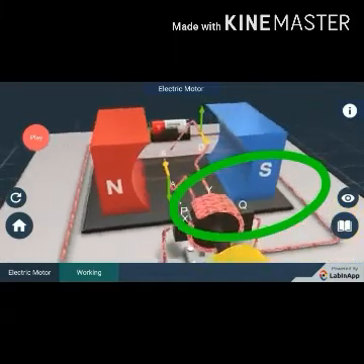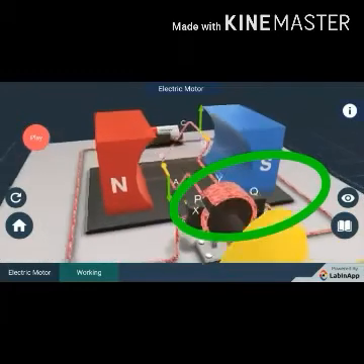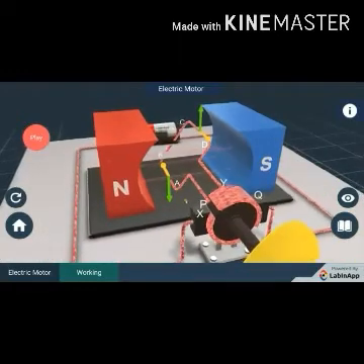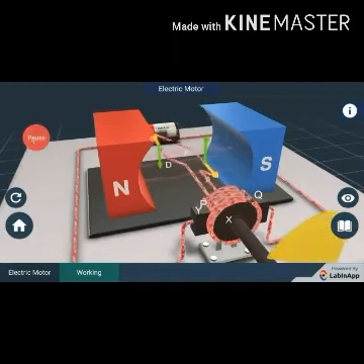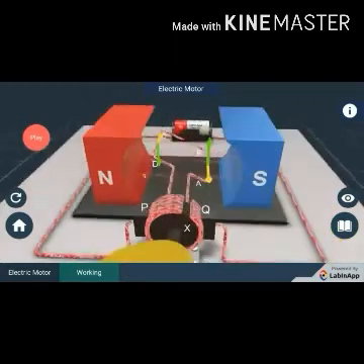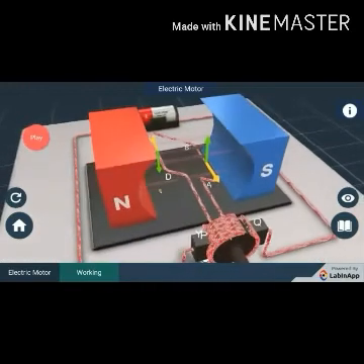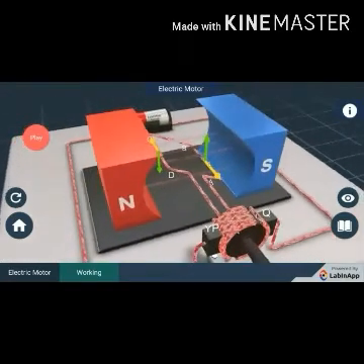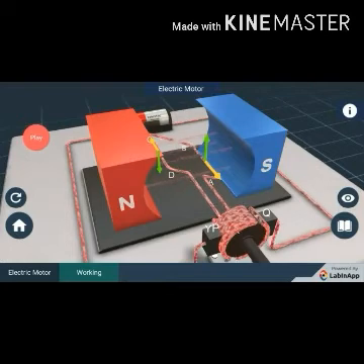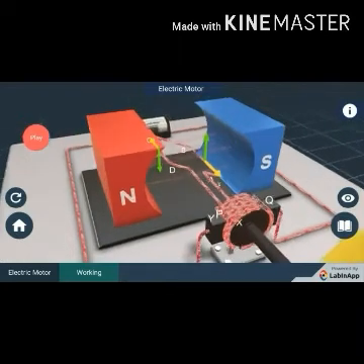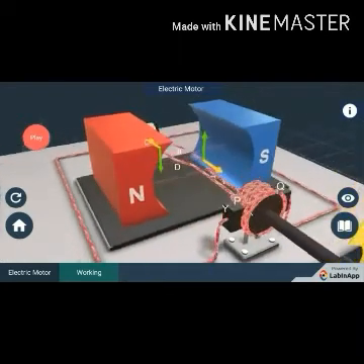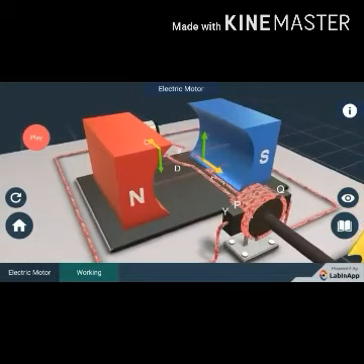Point Q makes contact with brush X and point P with brush Y. The current in the coil gets reversed and flows along the path D, C, B, A. The reverse current also reverses the force acting on the two arms AB and CD.